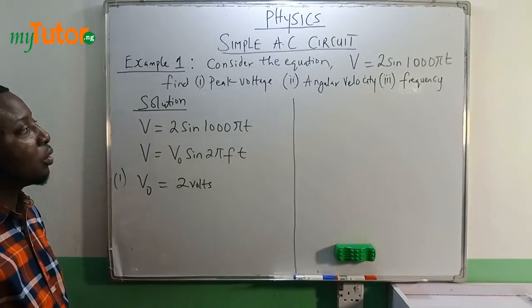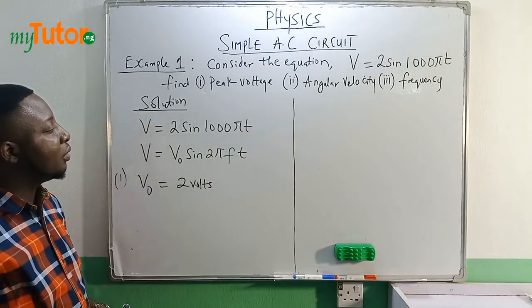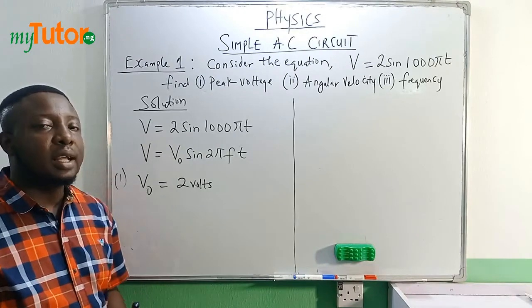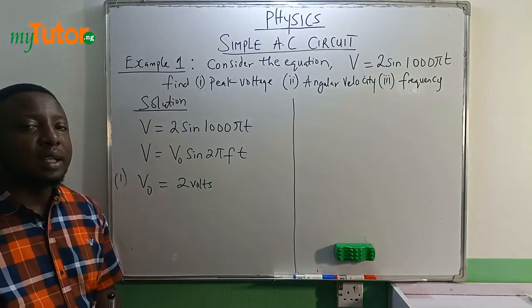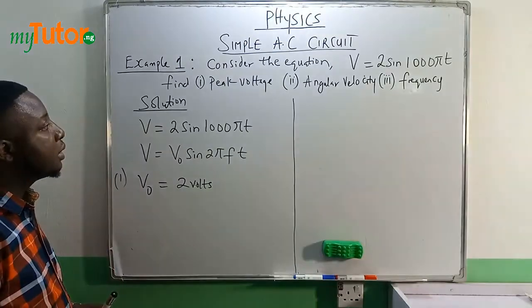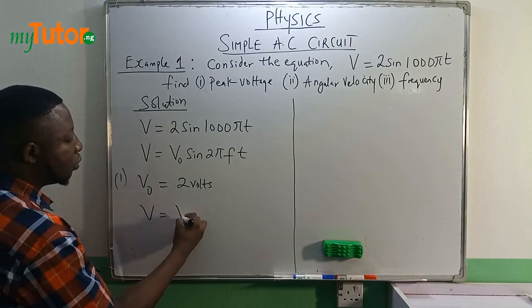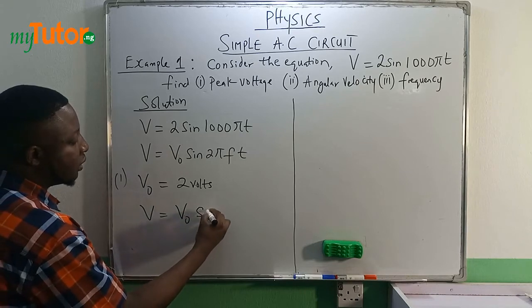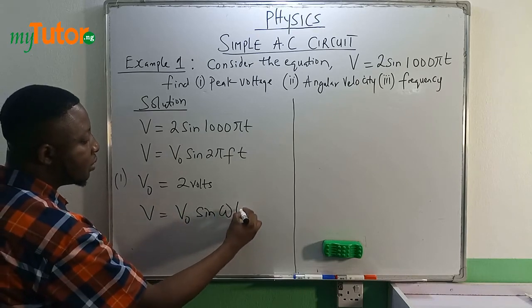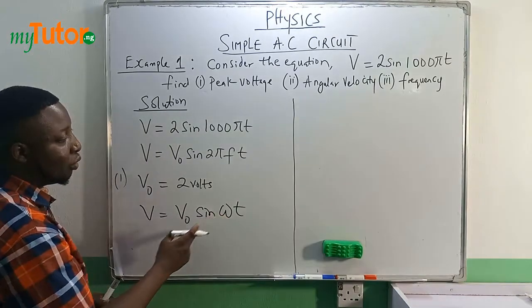So let's see the second question, angular velocity. We're asked to find the angular velocity. To find the angular velocity, we need to write out the second formula for alternating voltage. The second formula says that our V is equal to V naught sine omega t. So this is where we have the angular velocity, our omega.